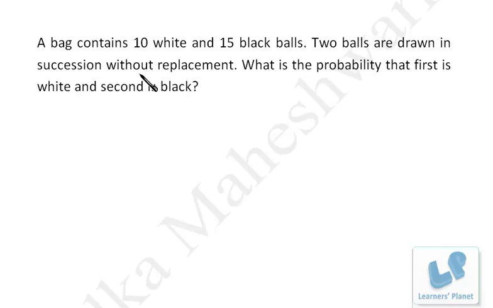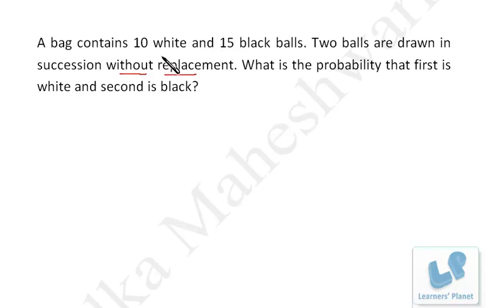Now friends, what does the word without replacement mean? That we have already discussed, that when we are drawing the first ball, it is being drawn from the 25 balls, right? But after taking the first ball, we are not putting it back. That means the second ball which we are going to draw will be drawn from the 24 balls only, right?